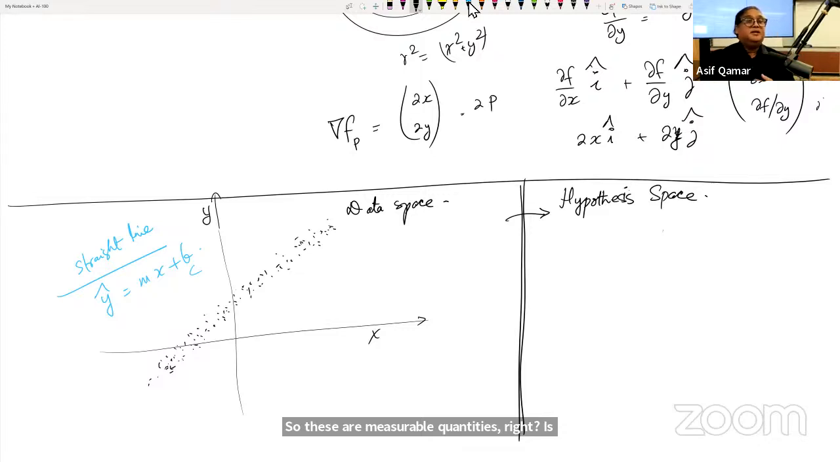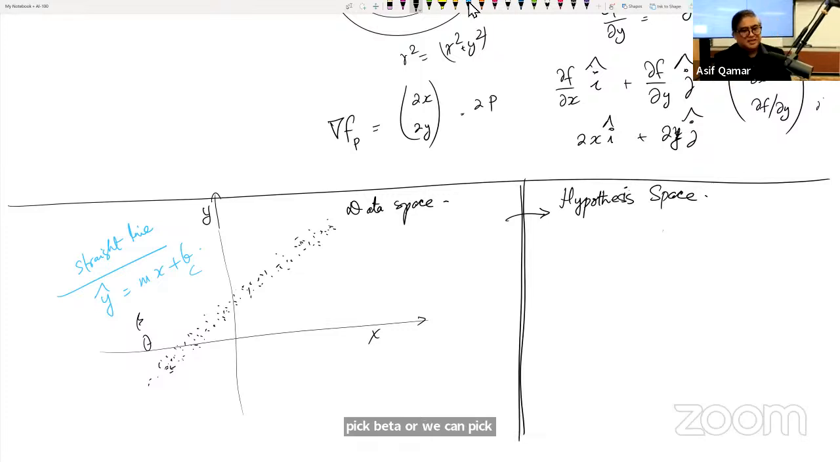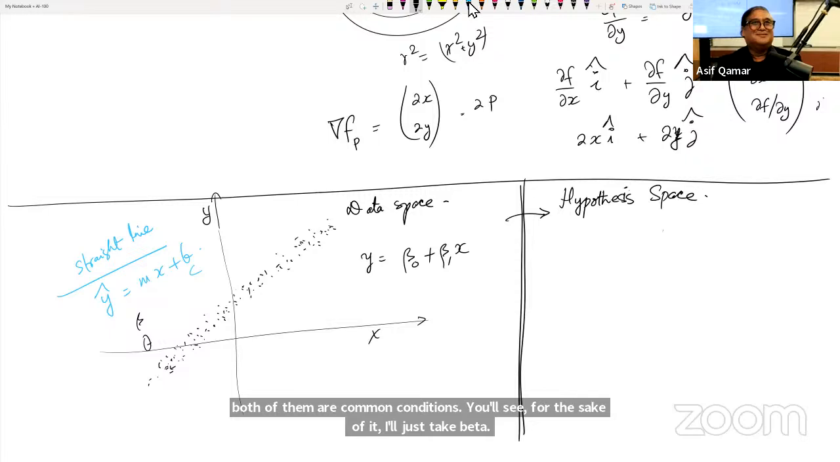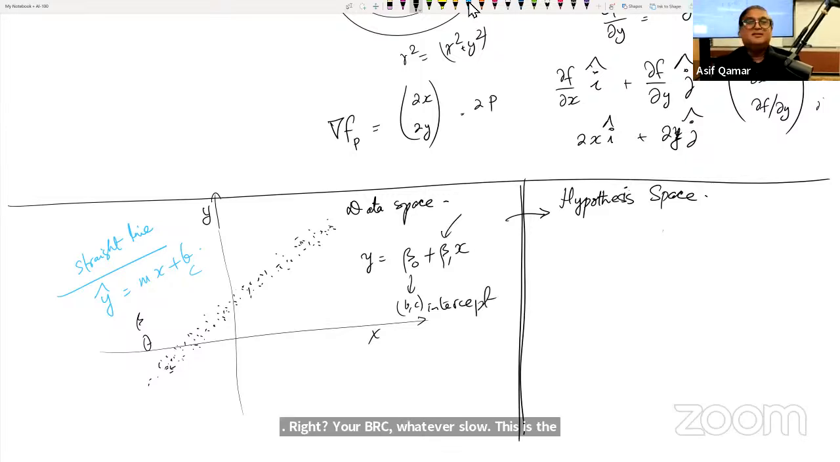There is a convention in machine learning that says that when you deal with empirically measurable quantities, you use Roman letters. What are Roman letters? A, B, C, D, E, the Roman alphabet. When you are talking about abstractions, concepts, pieces of concepts, the things that help you formulate a concept, you use Greek letters. So let's pick beta or theta. Both of them are common conventions you'll see in machine learning textbooks. For the sake of it, I'll just take beta. So I'll write this equation as beta naught plus beta 1 x. Beta naught being your B or C, the intercept. And what is beta 1? Slope.